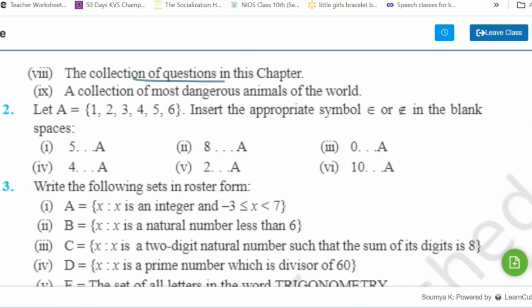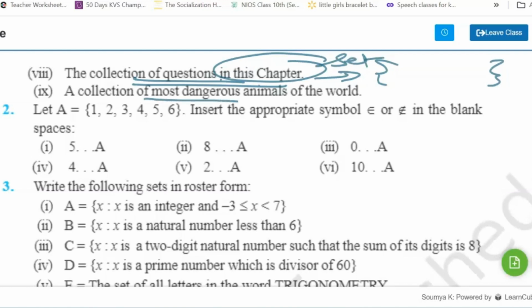Next one is collection of the questions in this chapter. So this chapter will have some questions. You can count them. You can put them in the elements list of a set. So that is again a set. Next one is a collection of most dangerous animals of the world. So again, most dangerous does not have the clear characteristic that we need. We don't know what that actually means. So you cannot do that in a set. So it's not a set. Go to the next question.